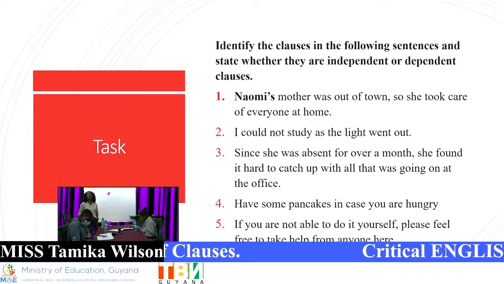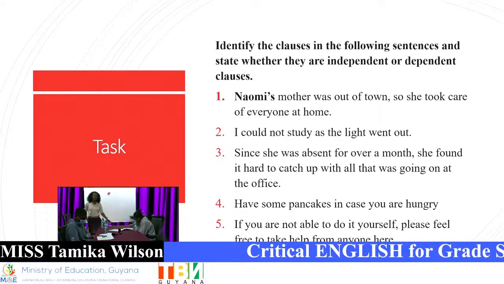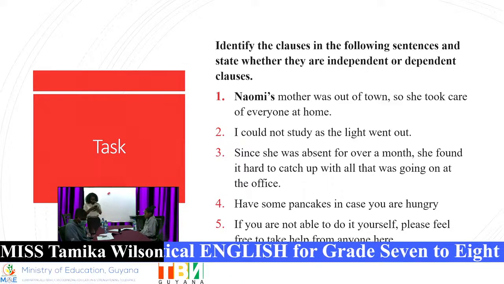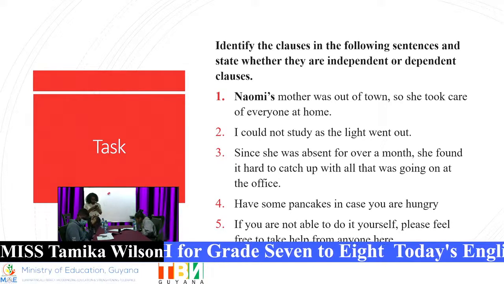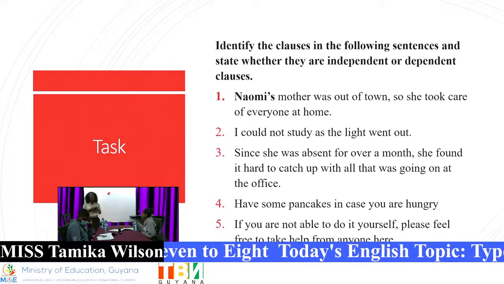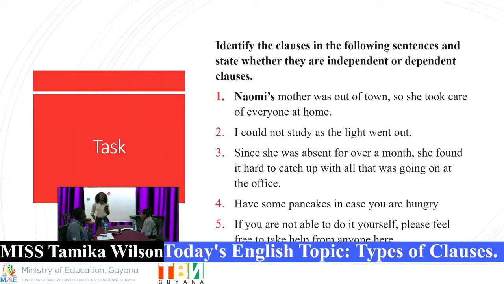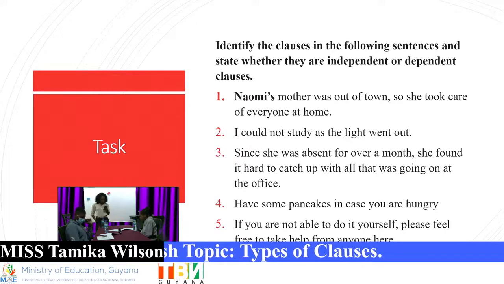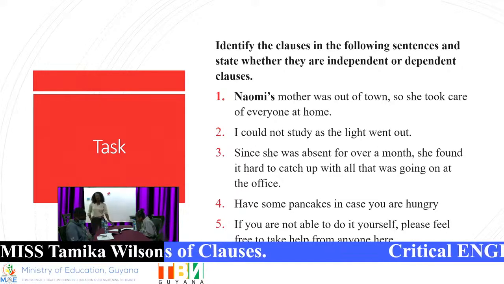If you're not able to do it for yourself, please feel free to take help from anyone here. Answers? The independent clause is please feel free to take help from anyone here, and the dependent is if you are not able to do it yourself. If you're not able to do it yourself. Will that be a dependent? No.